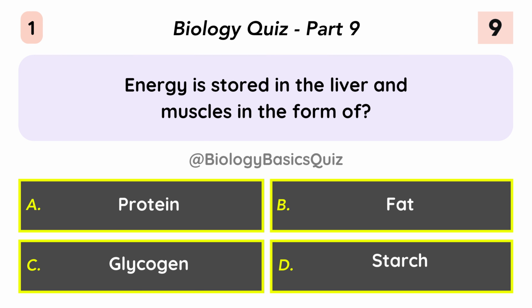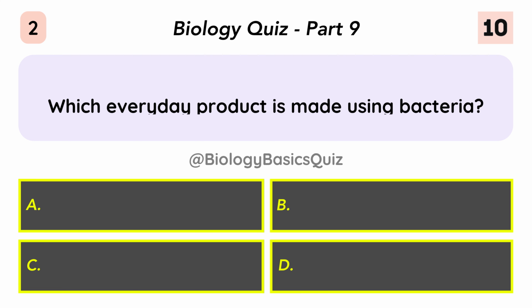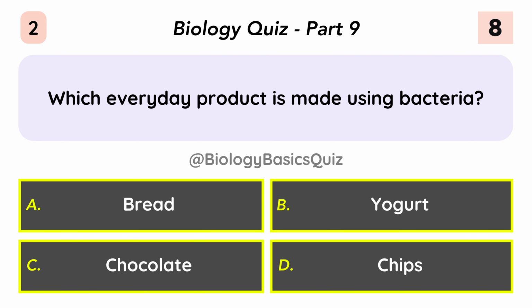Energy is stored in the liver and muscles in the form of glycogen. Which everyday product is made using bacteria? Yogurt.